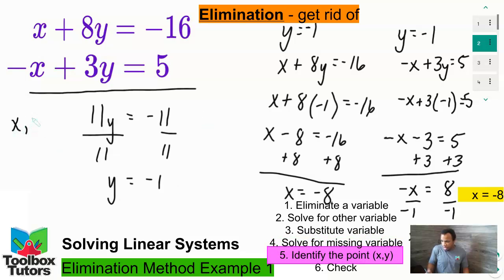So now we have a single point, and I'll write this point over here to the front. We have x comma y. Remember, when we're writing points, x always comes first, then y. So x is negative 8, and y is negative 1. This is the point where these two lines meet. What we'll do now is check this by taking this point and plugging it into each equation.